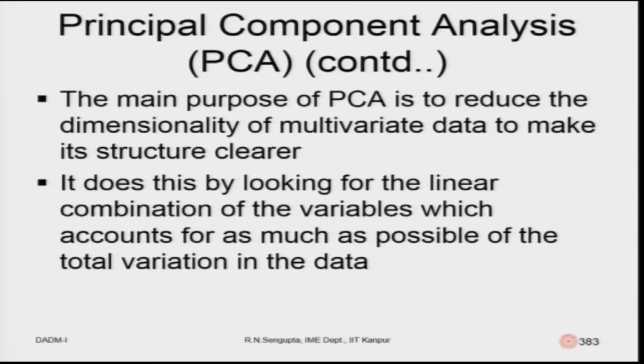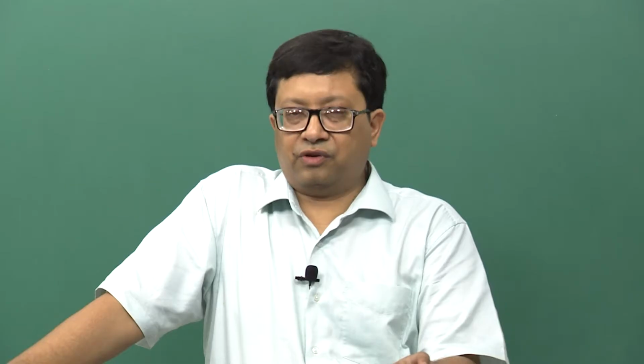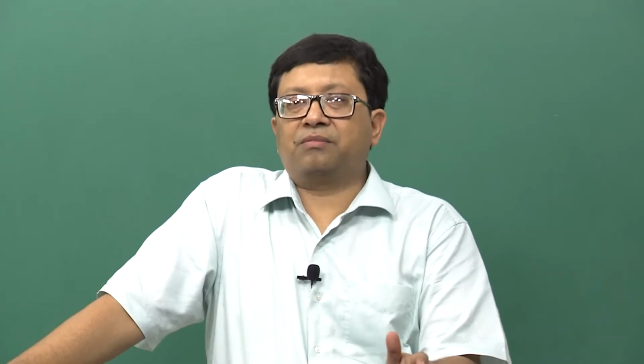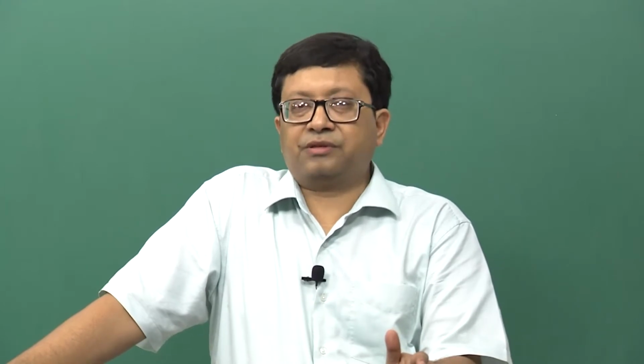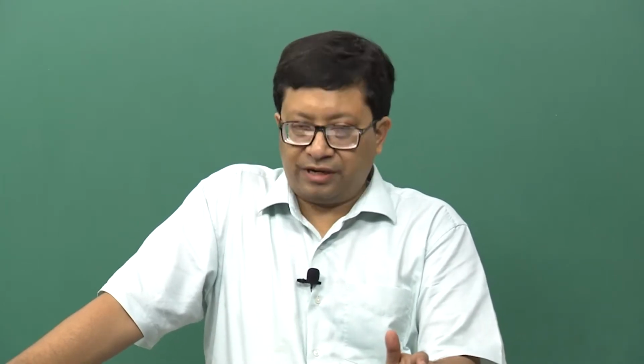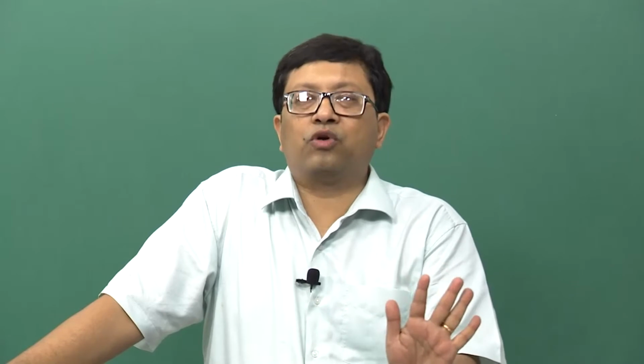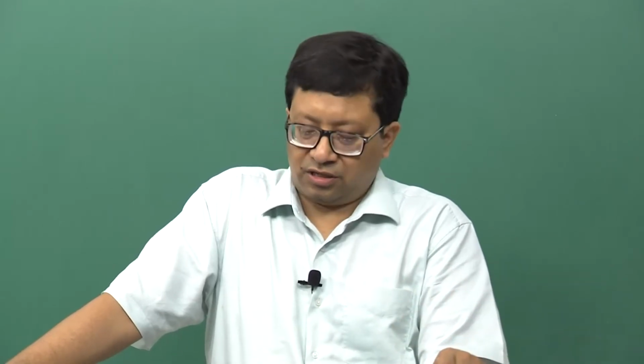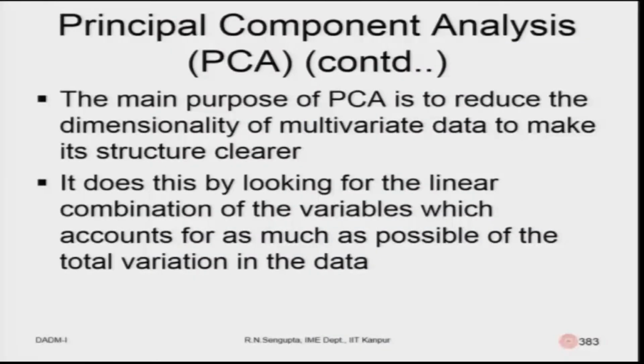The main purpose of PCA is to reduce the dimensionality. That means, if there are p number of variables which are being given, we want to find out the minimum number of variables which gives us the maximum amount of dependent structure or the output. By the word output, I mean the dependent structure. So, it basically reduces the dimensionality of multivariate data to make its structure clearer and find out their dependence concept.